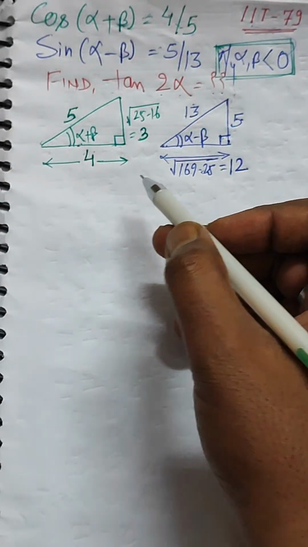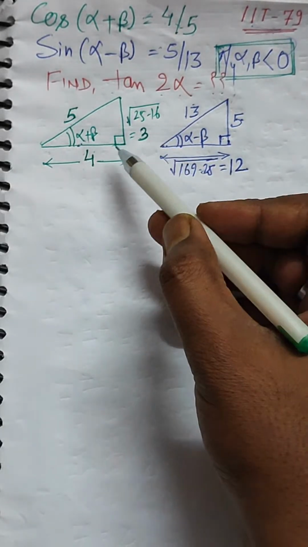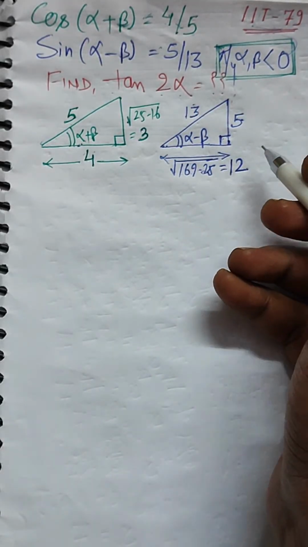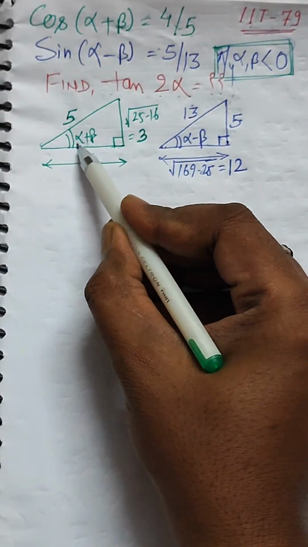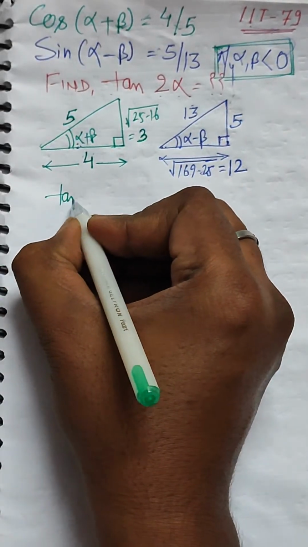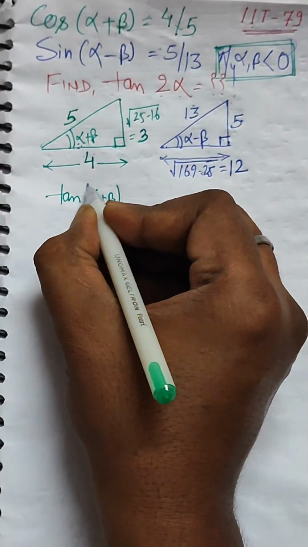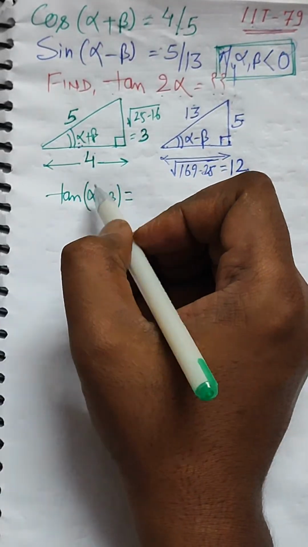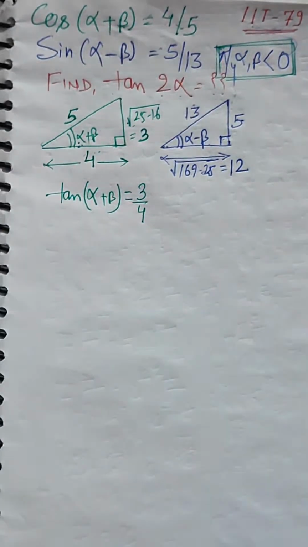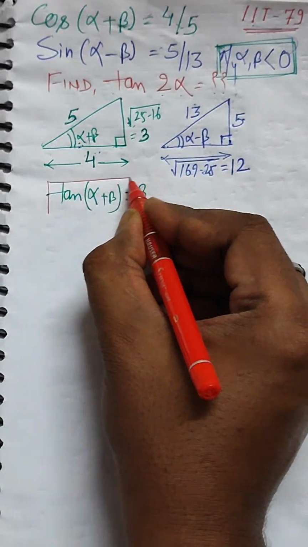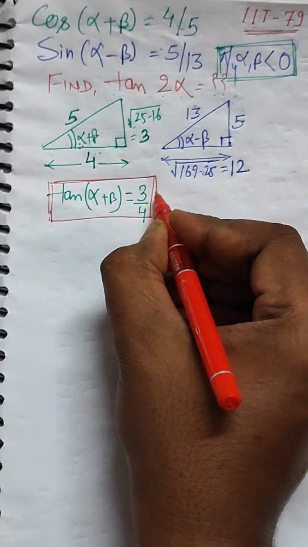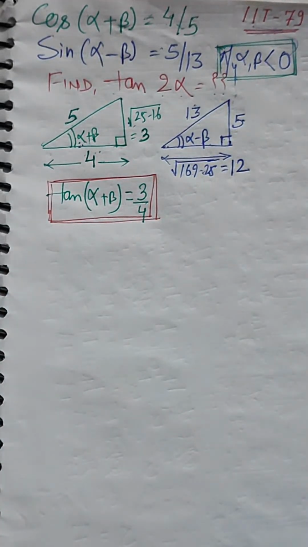So to find the value of tan 2 alpha, do one thing. Using this figure and the values we have calculated, we use the tan values only, because cos and sine values are given to you. Can we write tan alpha plus beta equal to, tell me how much? P by B, that is equal to 3 by 4. So tan alpha plus beta equals 3 by 4. We calculated this since we already identified all three sides of that right angle triangle.